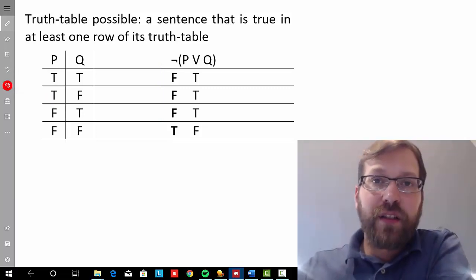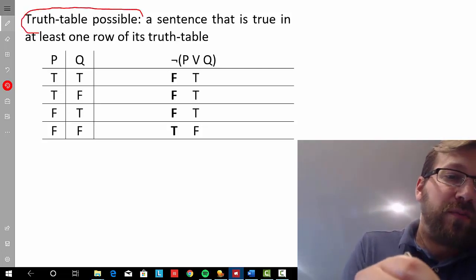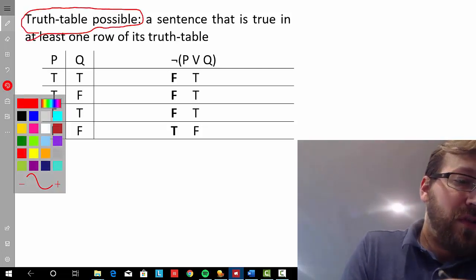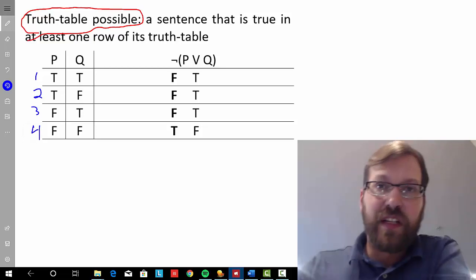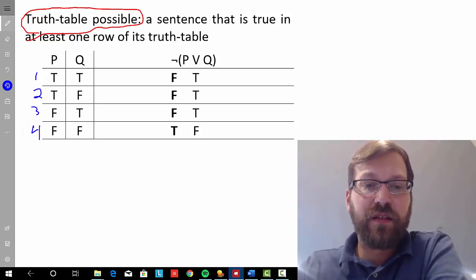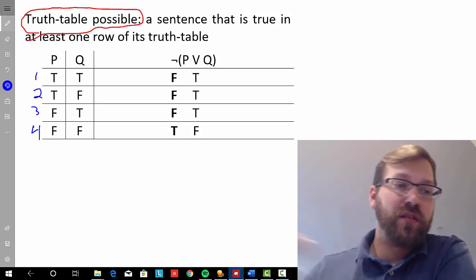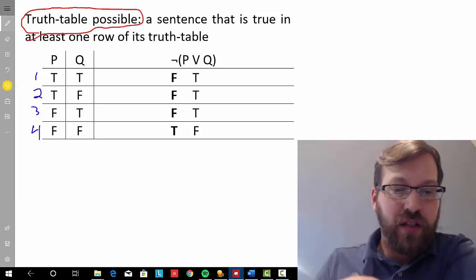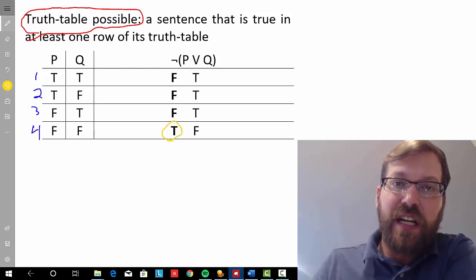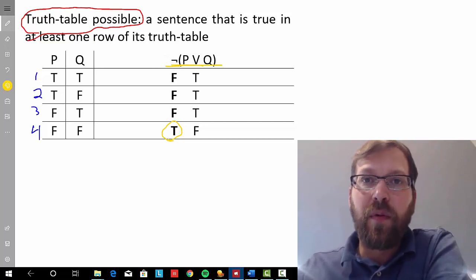In contrast, a sentence is truth table possible when in at least one of the rows representing our various circumstances, we get at least one T. So here we get at least one T, so this sentence is truth table possible.